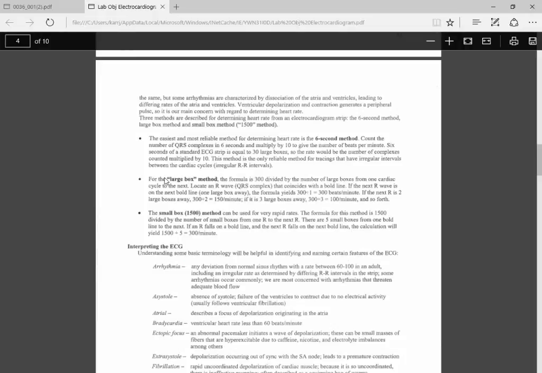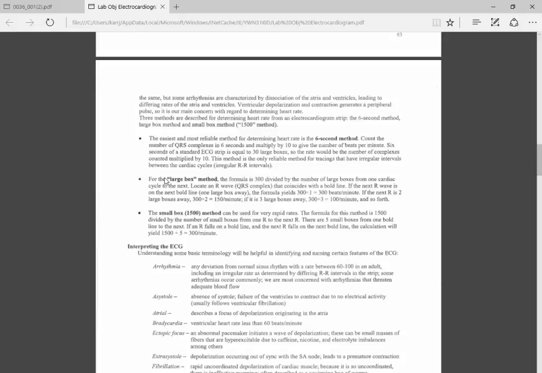The large box method is a little trickier, but sometimes the more detailed you are in these methods, the more accurate your answer is going to be. So that's the benefit of that. The 6-second method is nice to get a rough estimate, but these other methods can get you more detail. This is where you take 300 divided by the number of large boxes from one cardiac cycle to the next. So you find an R wave that coincides with the bold line, and then if the next R wave on the bold line is one large box away, the answer is 300 beats per minute.